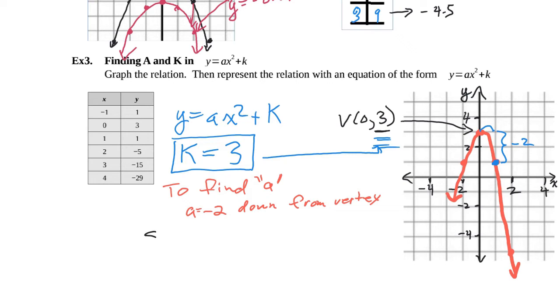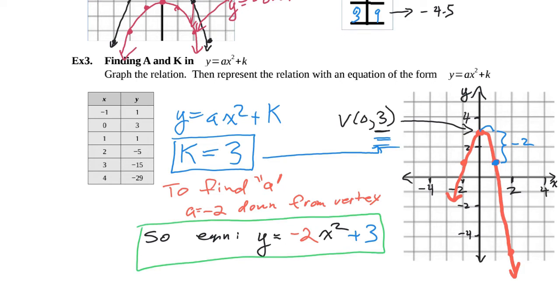So the final equation is y is equal to negative 2x squared. I'll actually be nice about this. I'll color code it. Negative 2x squared plus 3. And there is our answer for our final graph. And there we go.